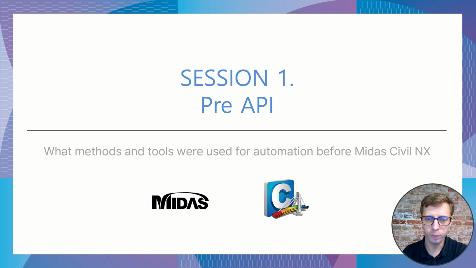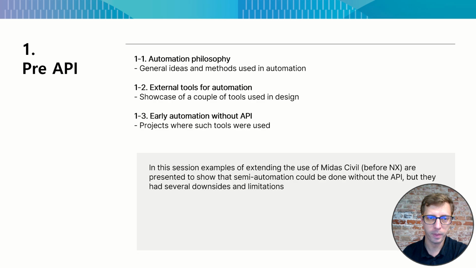So moving on to the first session, the general idea is what automation could be done without MIDAS Civil NX. So the previous version of MIDAS Civil, and the tools that I've used in conjunction with that.